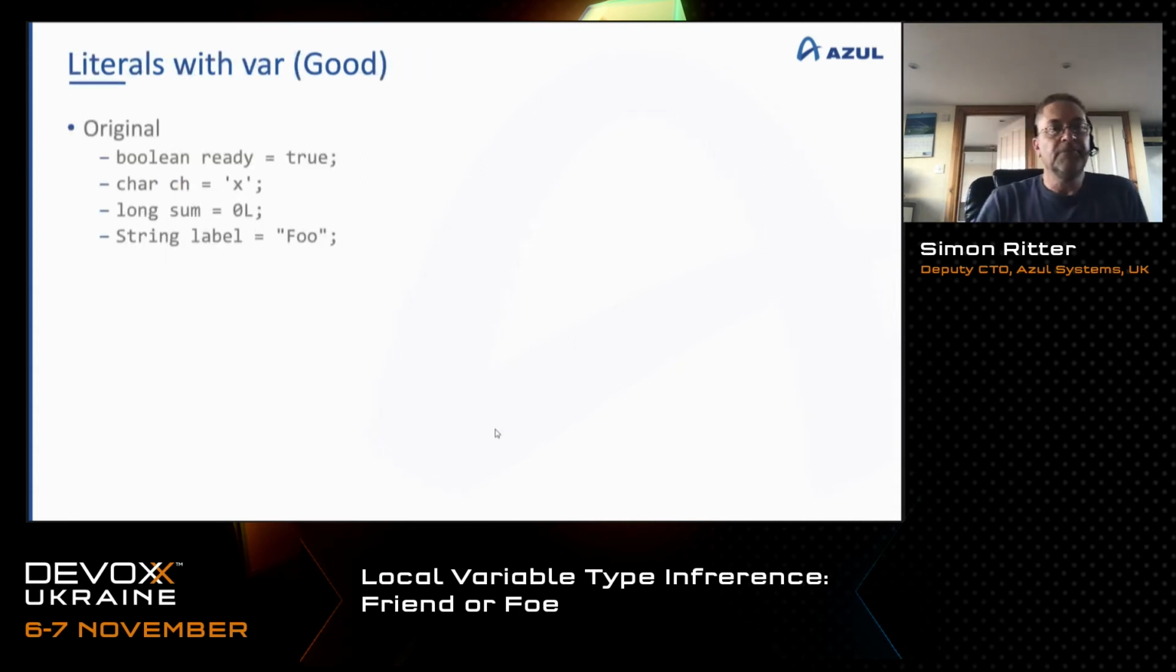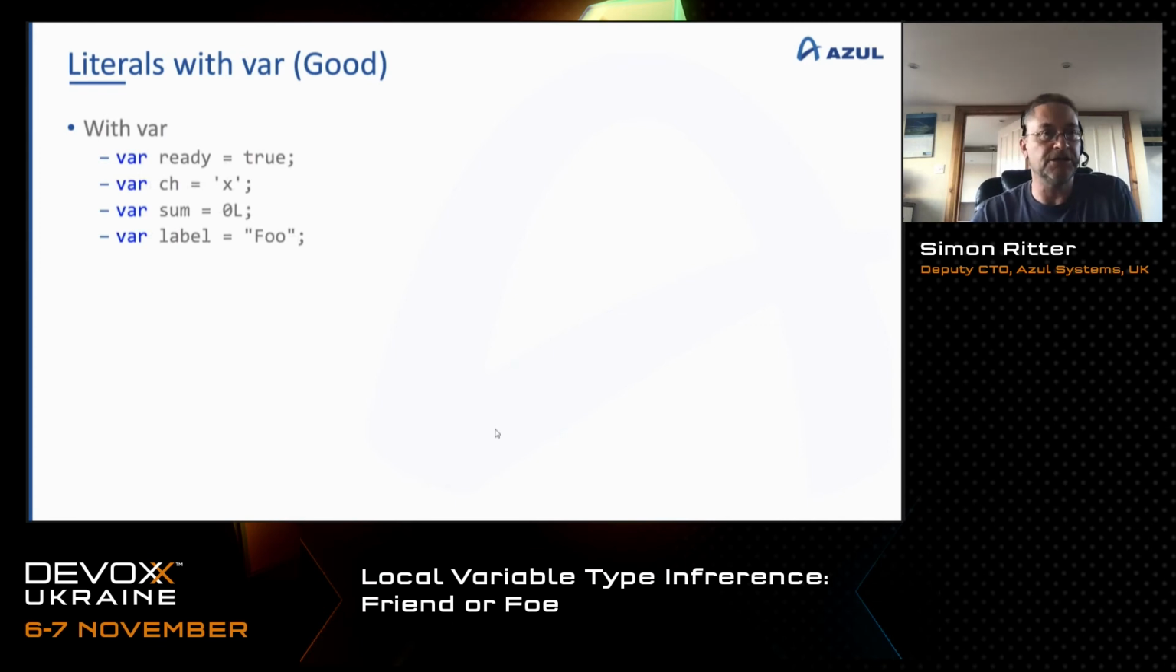Literals with var. Now, this is where you do need to be very careful. The first of these is where these are good uses of literals with var. I've got 4 different variables here. I've got a Boolean, ready, I'm assigning it to be true. A character, ch, assigned to be 'x'. A long, sum, 0L. I've been explicit about the value there, 0L. And String label equals "foo". Fine. If I change those all to var, everything still works exactly as I would expect it to.